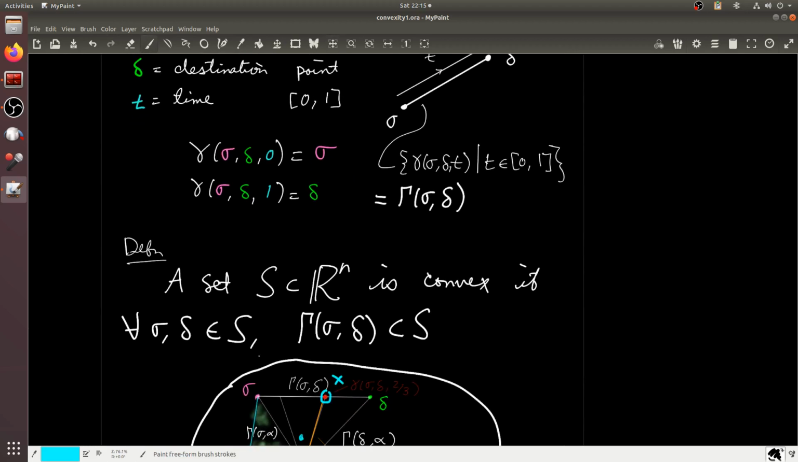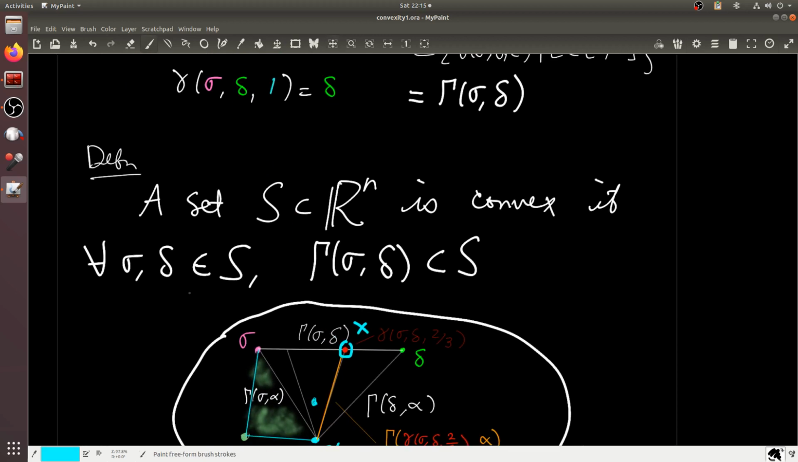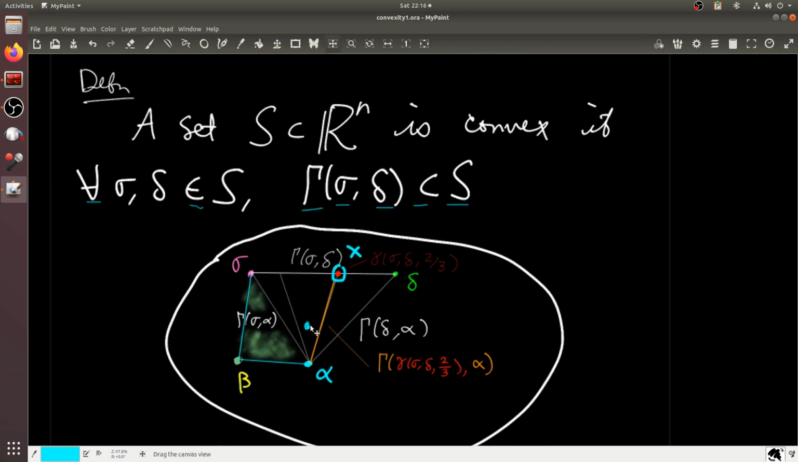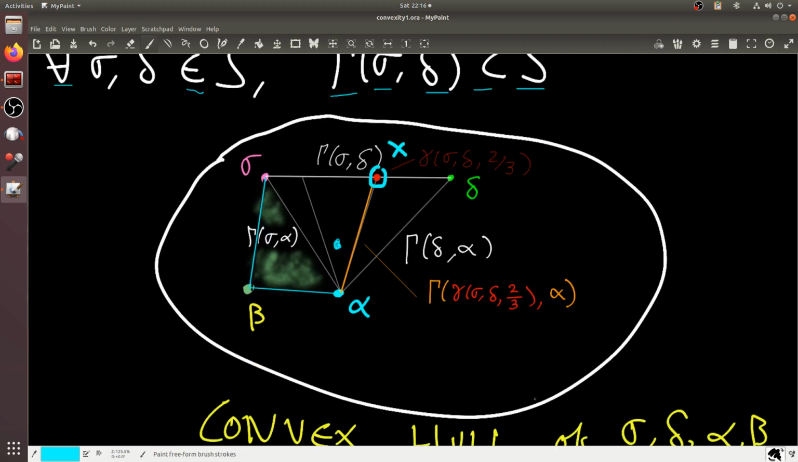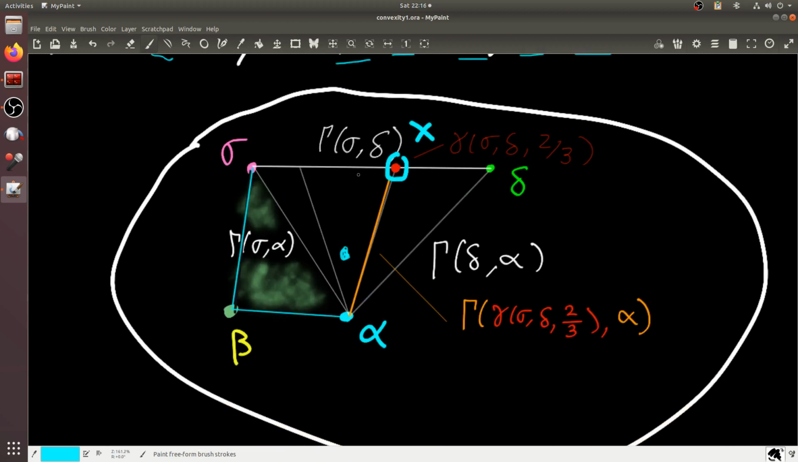So a set S subset of Rn is convex if for all, that's what this upside down A means, sigma and delta that are elements of S, the straight line segment from sigma to delta is also contained as a subset of S. So here is sigma, here is delta, here is the straight line segment between sigma and delta, and this big round shape is S.